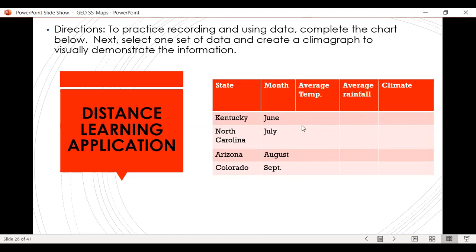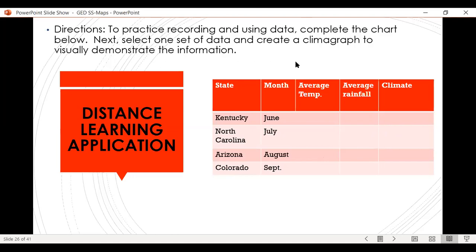Then for North Carolina, you're going to find the average temperature in July, the average rainfall for North Carolina in July, and then what type of climate it falls under. The same thing for Arizona and Colorado.